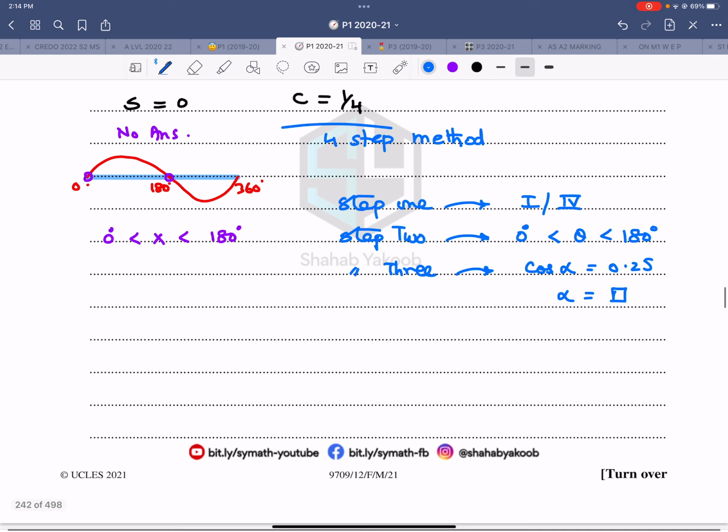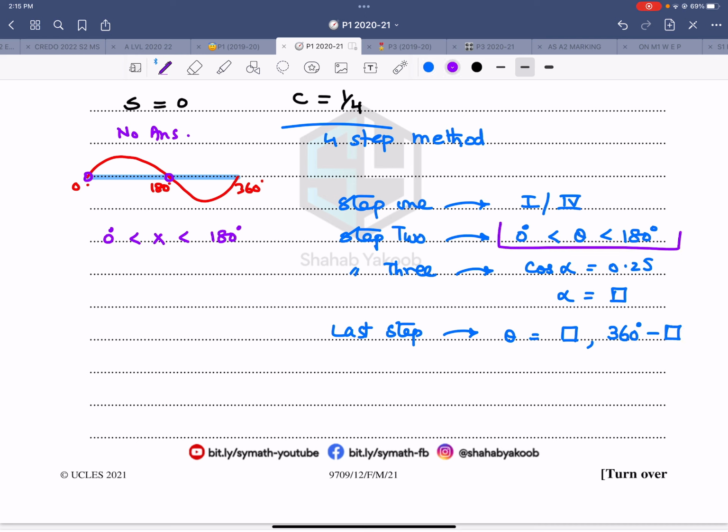And last but not the least, step 4. That is theta is equal to this value. Theta equals to 360 minus this value. Since your answers should lie within this range, this is accepted and this one is rejected. So reject at the very, very end. So you only end up with one answer.